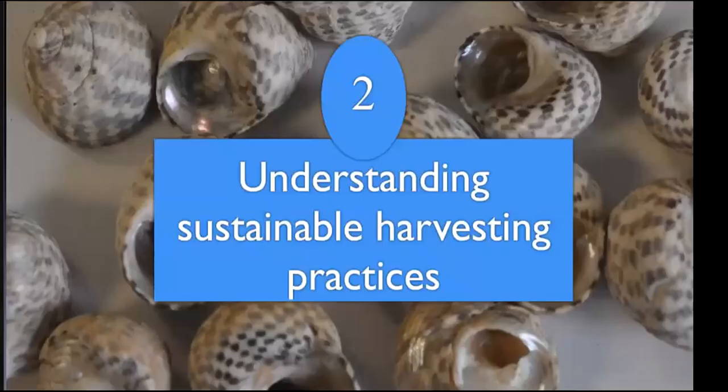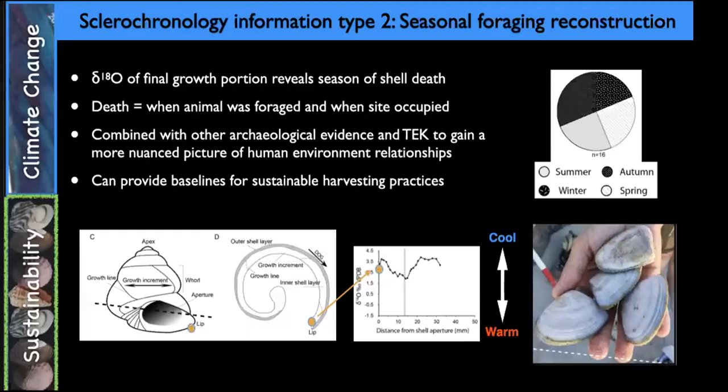And so in this last part of the talk, I just want to briefly touch on how we might use archaeological sclerochronology to understand sustainable harvesting practices. So a really key line of evidence that we can also get from analysing oxygen isotope ratios from mollusk shells is information on seasonal foraging patterns.